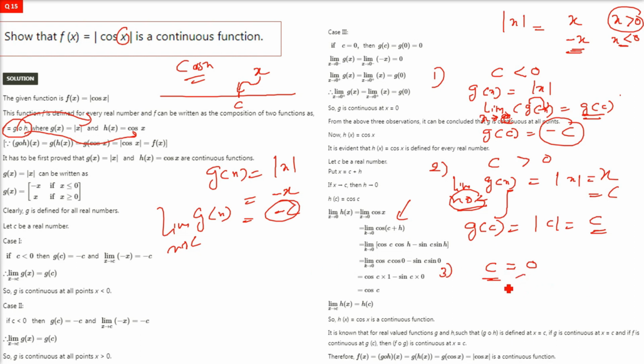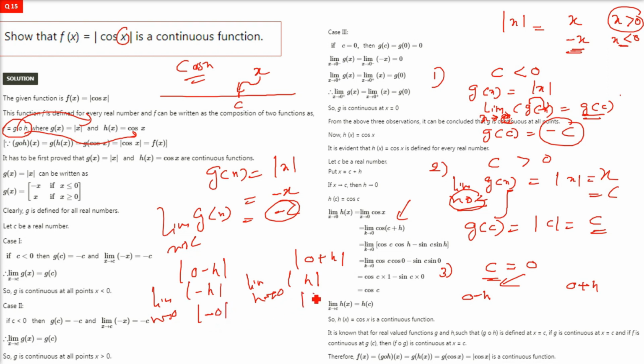Now the third one, c is equal to 0. Here we have to go left and right. That is 0 minus h and 0 plus h, the left hand limit and right hand limit, both you have to take. So 0 minus h is minus h, and 0 plus h is mod h. When you take the limit h tends to 0, in both cases you will get 0, because mod of anything negative will be positive, as mod of x less than 0 is minus of minus x, which I showed you already. So both cases you get 0, and the left hand limit is equal to the right hand limit.